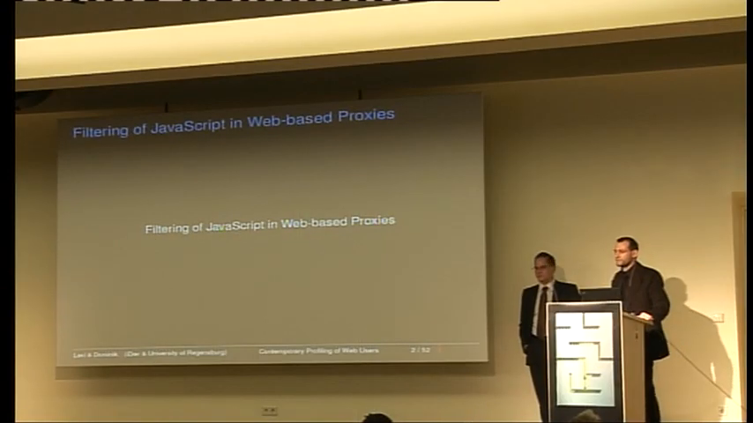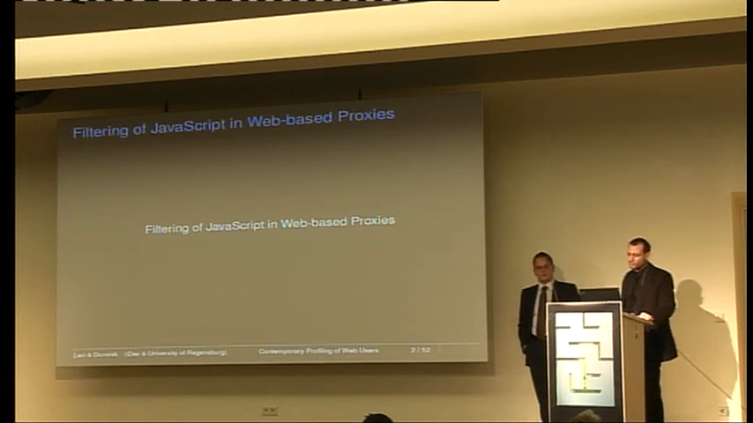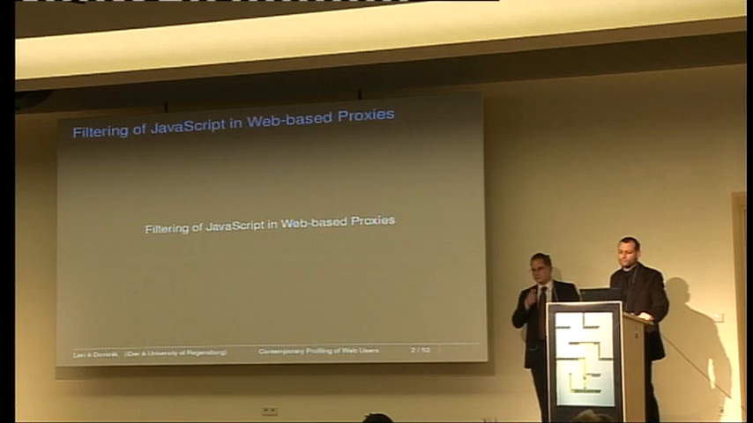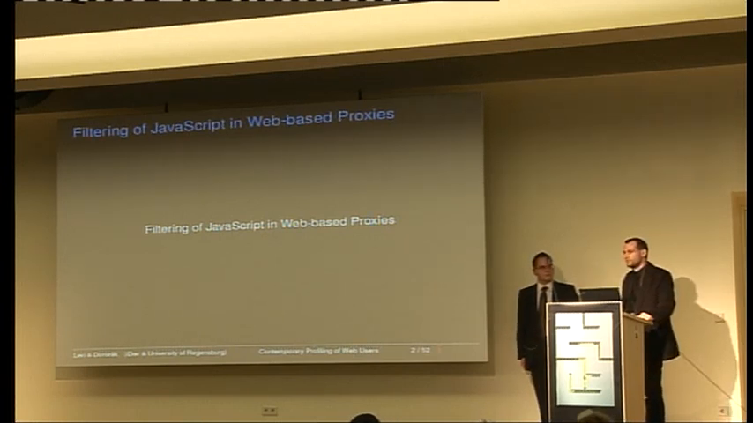There's one major subline on the whole talk, and that is, provided that you are using some kind of IP layer anonymization service like a single hop web proxy, Tor, whatever, choose it, you are not just safe automatically. And we'll show several examples in this talk that still can do some harm to you. The first part is filtering of JavaScript and web-based proxies.